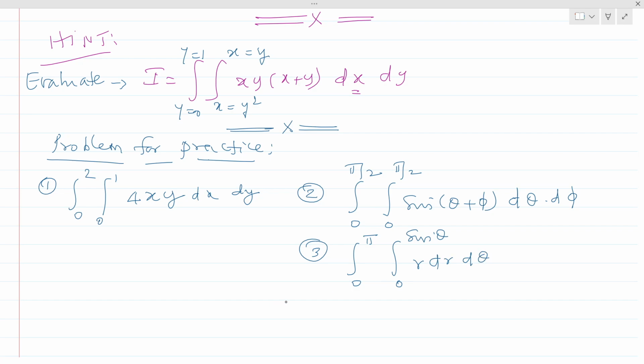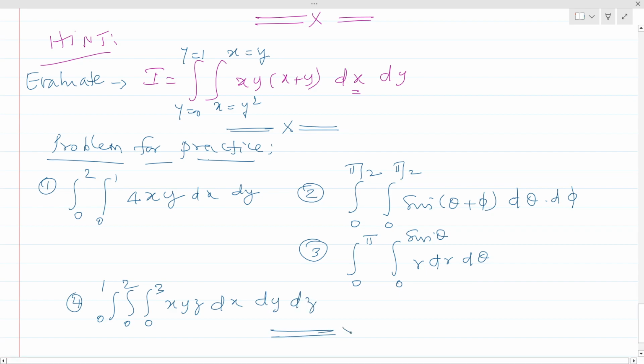Then we can do only a few problems. Okay, we can add one more problem, a triple integral. Please try this also: 0 to 1, 0 to 2, 0 to 3, xyz dx dy dz. So these are the few problems for practice.